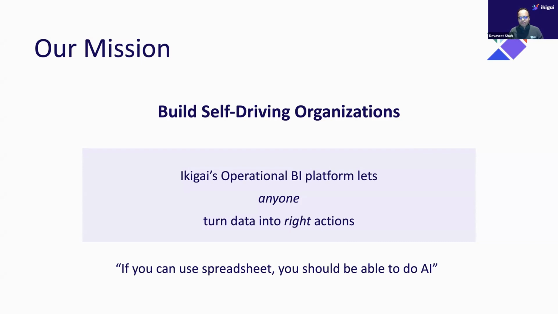Okay? Some of the most amazing things that have happened towards that are things like the spreadsheet. And our hope is that we can help people do anything you can do with AI using data, if you can use a spreadsheet. At the end of the day, what Ikigai has built is an operational BI platform that enables anyone to turn data into actions. So now it's likely that you have already heard about this keyword. So how are we different? What is it that we are doing?